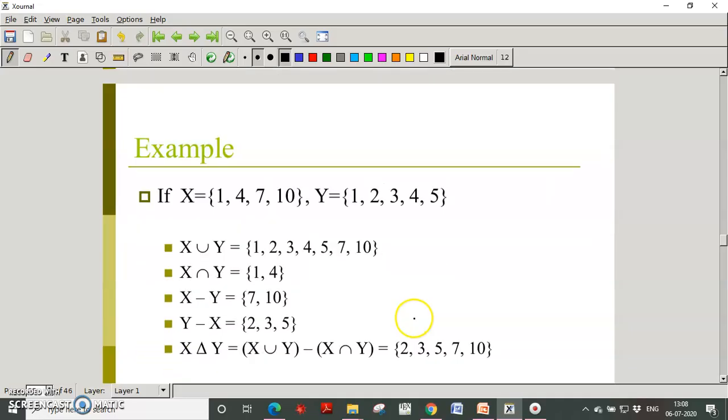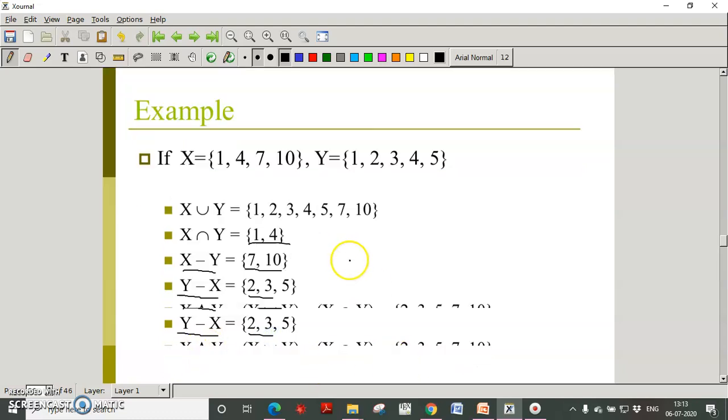The example here: X is given this, Y is this. Then we have to find the union, so we will get this. Then we find the intersection, so we will get this. When we find the difference X difference Y, we will get this set. When we find the difference Y minus X, we will get this. When we find the symmetric difference, we will get this. So this is the example.